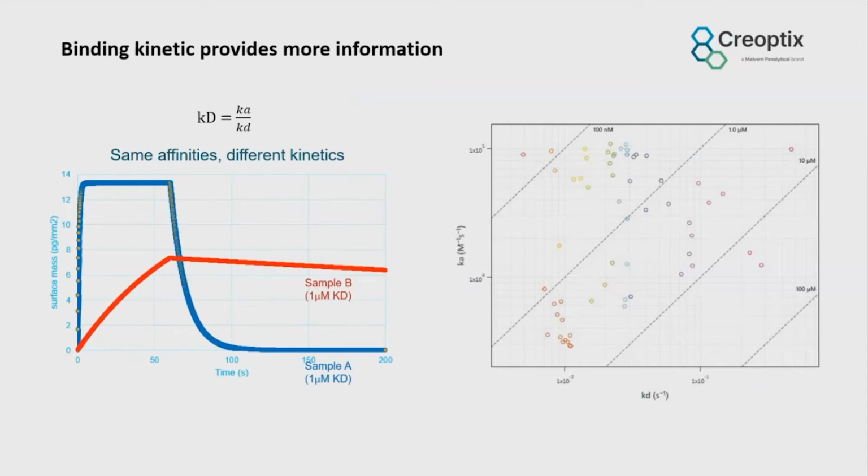But why then are kinetics important? And really this is about having, in drug discovery, the first candidates are often identified as hits and then optimized for more desirable characteristics until they become drugs.